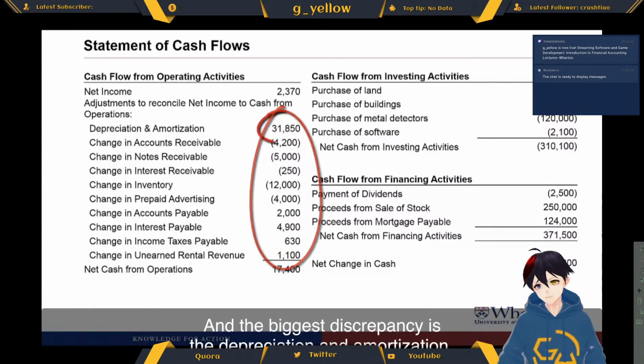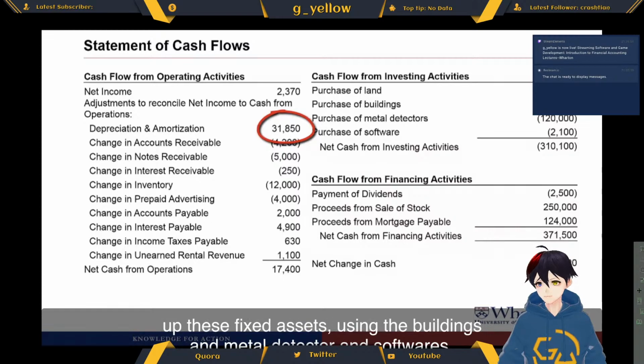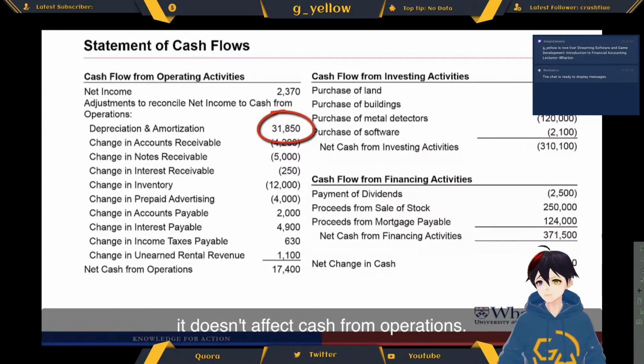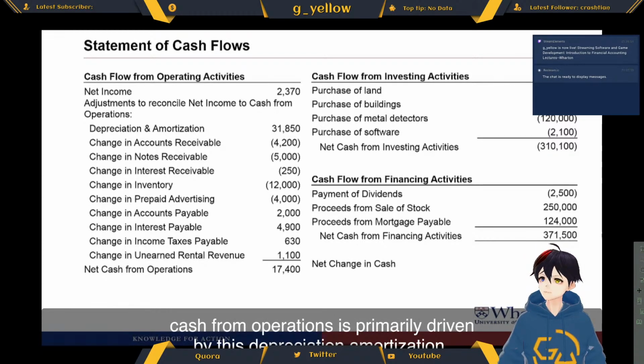And the biggest discrepancy is the depreciation and amortization. And that makes sense because net income includes an expense or a charge for using up these fixed assets, the buildings and metal detector and software, whereas there is no cash implication of doing that, and so it doesn't affect cash from operations. So anytime you look at companies that are very capital intensive, they have a lot of long-term assets, you'll see this difference between net income and cash from operations is primarily driven by this depreciation and amortization.